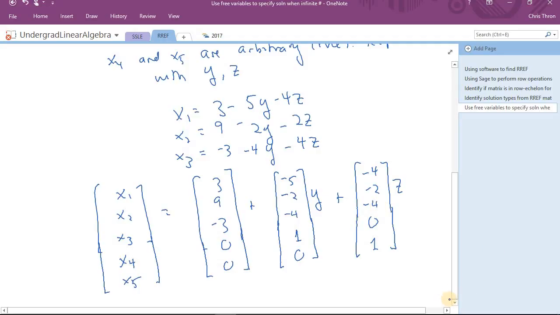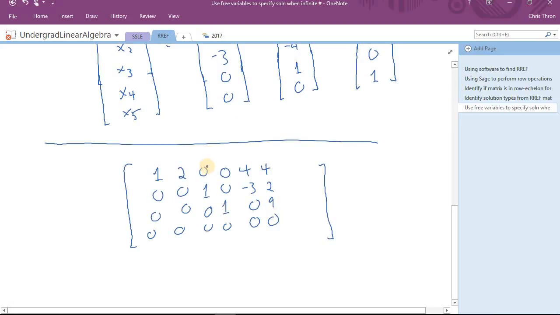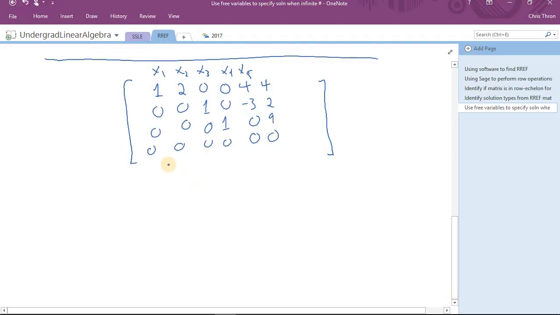Okay, so that's kind of a nice compact way of writing my general solution. Let's try one more. I'll just make one up. All right, here's the one I made up. And here's my x1, x2, x3, x4, x5, and then these are my constants. All right, let's see if we can do this a little bit more briefly.